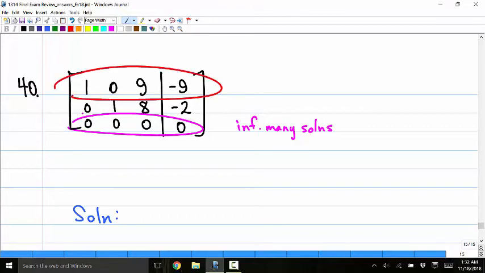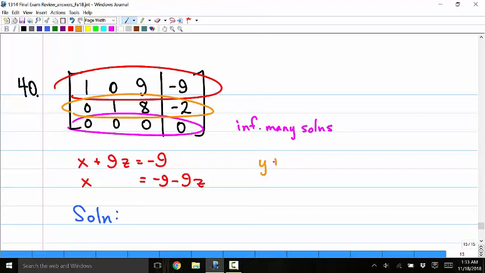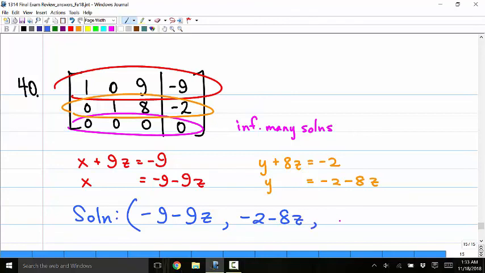So this top row tells me that x plus 9z is equal to -9. So x is going to equal -9 minus 9z. The second row tells me that y plus 8z is equal to -2. So y is equal to -2 minus 8z. My solution will be of the form -9 minus 9z, -2 minus 8z, z.